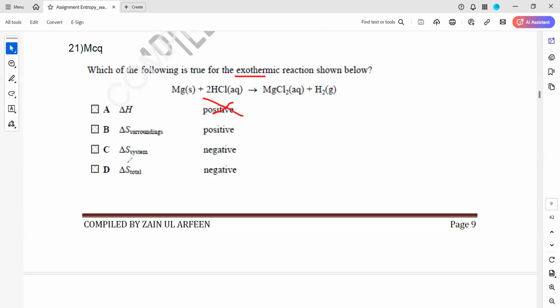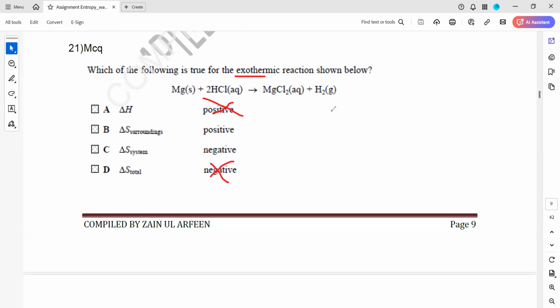Then, because exothermic reactions are spontaneous reactions, and for a spontaneous reaction the total entropy must be positive. So this is also wrong. It's written negative, but for exothermic reactions which are spontaneous, meaning they happen by themselves, the total entropy must be positive.